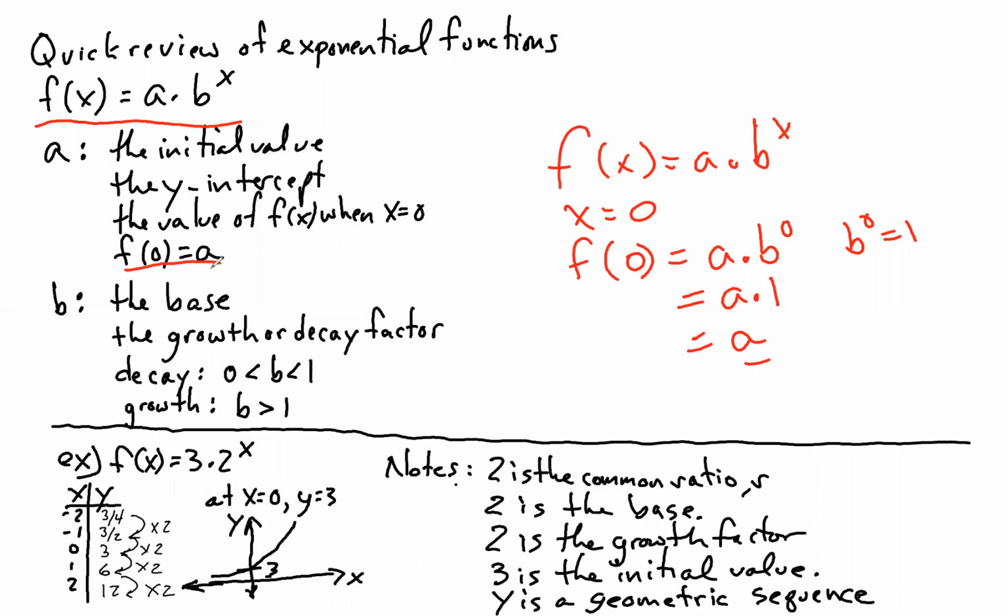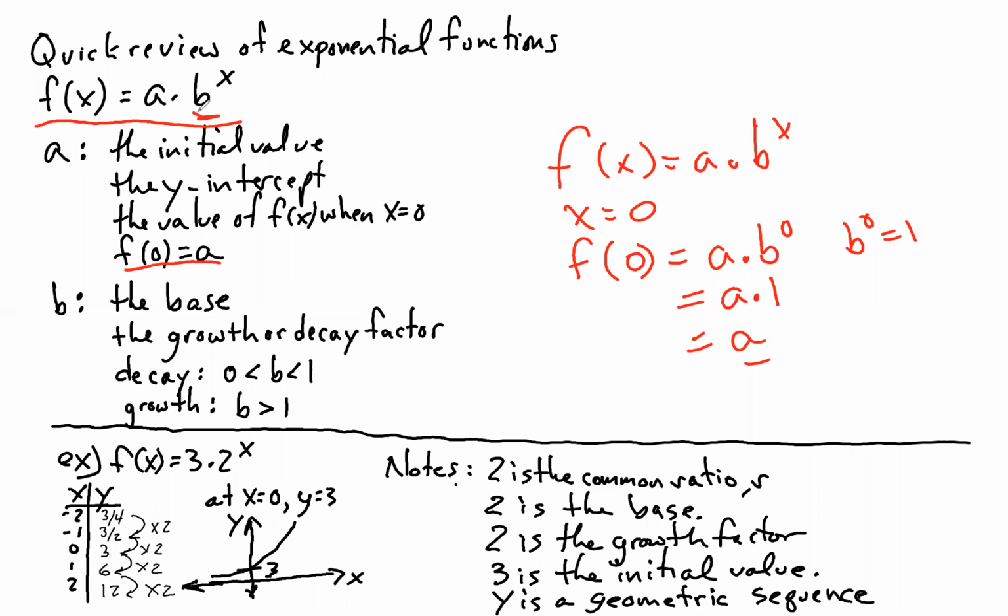Okay, so that's a. Now let's take a look at b, the base. This is what we call the growth factor or decay factor. If the base was greater than 1, it grew, and if the base was between 0 and 1, it was decay. And of course, no bases are negative, nor 0, nor 1.